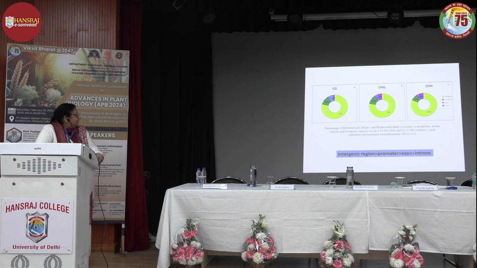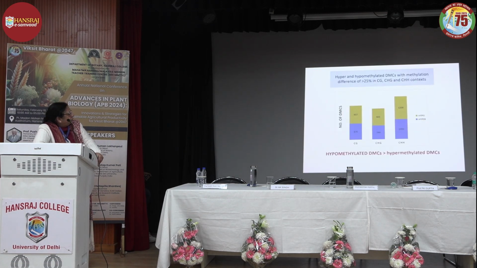Okay, so I'll again just give you the final results. We could find differential methylation very distinctly in the plants which are affected by phytoplasma, because this is a kind of genetic change which is possible. But the results were again very interesting. The intergenic regions were much more differentially methylated in comparison to the promoter regions, in comparison to exon regions, and in comparison to intronic regions, in the same order. All three kinds of methylation, if you are familiar, there are three kinds of methylation which take place, gave us interesting results.